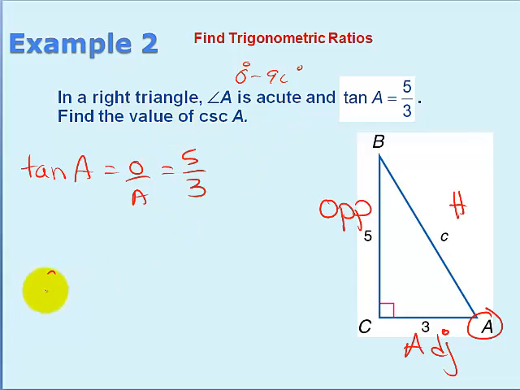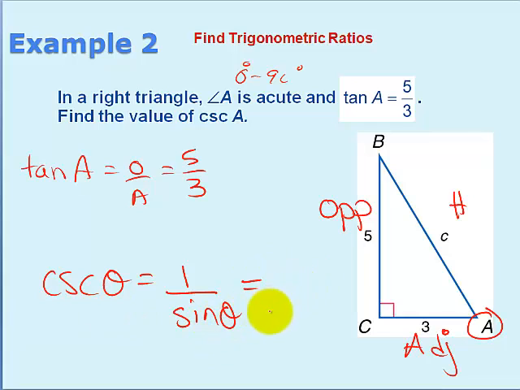Find the value of CSC, which is cosecant. Well, cosecant is the reciprocal of sine. So if we find sine, then we can find cosecant. Or we can look at it like, I know that sine is opposite over hypotenuse, so cosecant is hypotenuse over opposite.